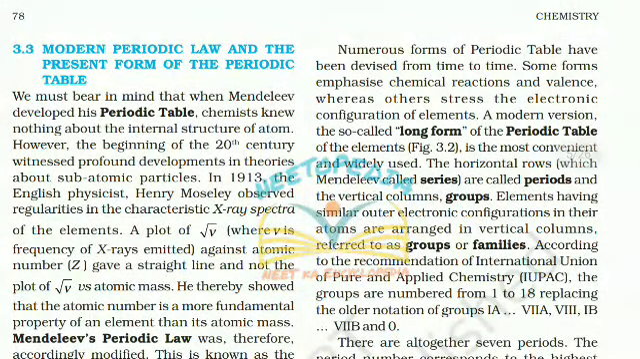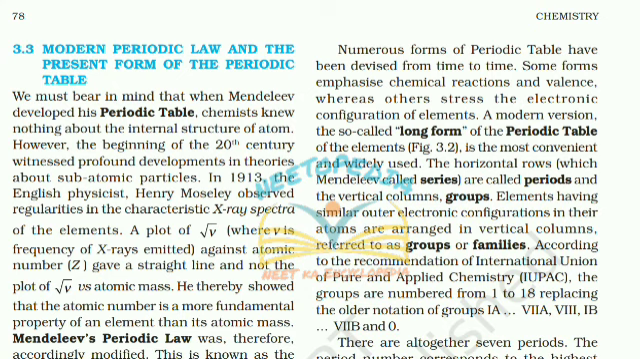Numerous forms of periodic table have been devised from time to time. Some forms emphasize chemical reactions and valence, whereas others stress the electronic configuration of the elements. A modern version of the so-called long form of the periodic table of the elements is the most convenient and widely used. The horizontal rows, which Mendeleev called series, are called periods, and the vertical columns groups. Elements having similar outer electronic configuration in their atoms are arranged in vertical columns referred to as groups or families.